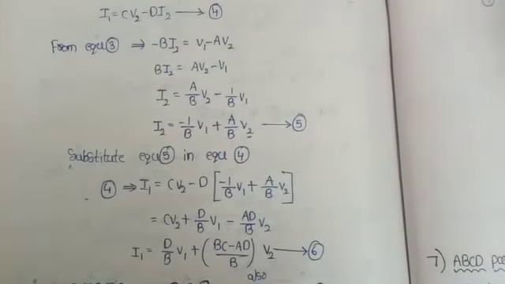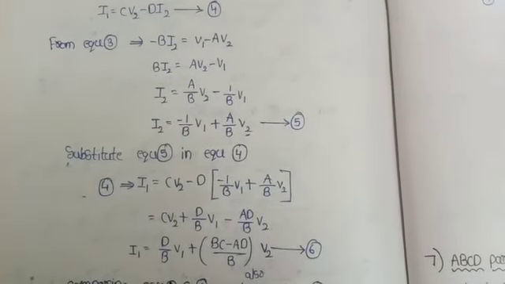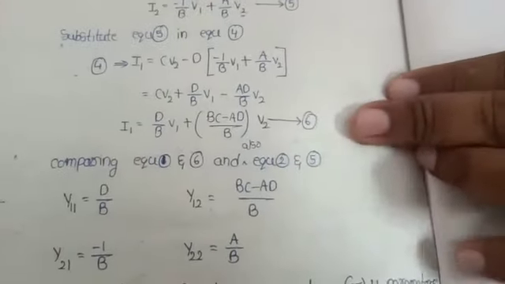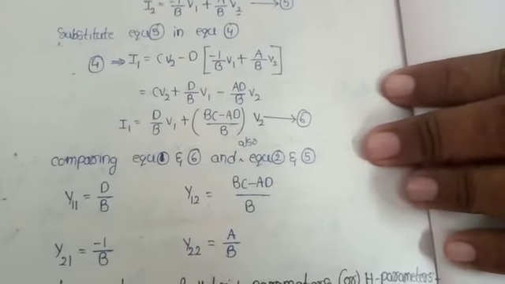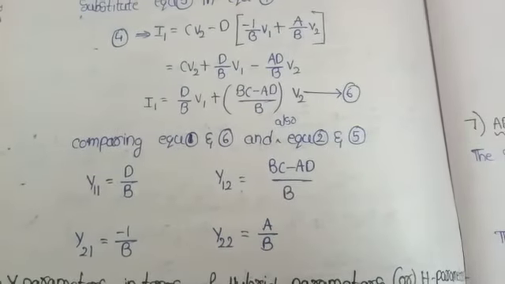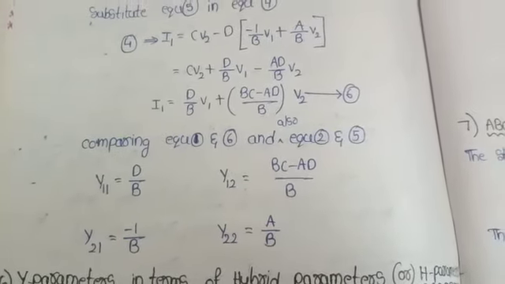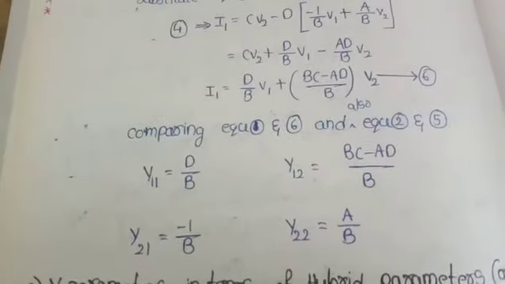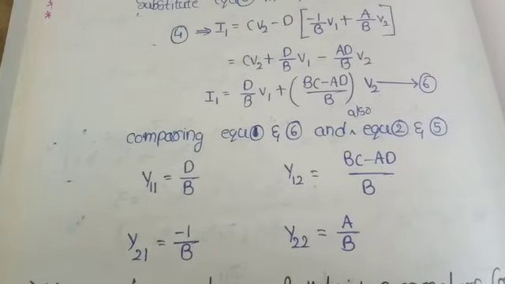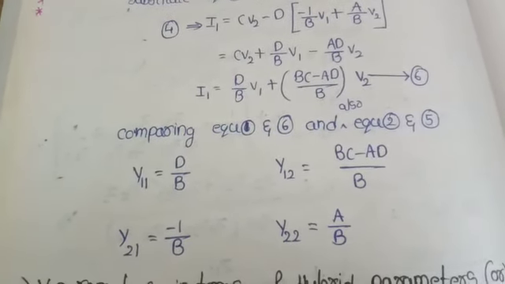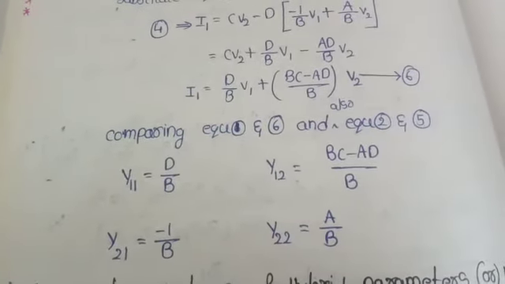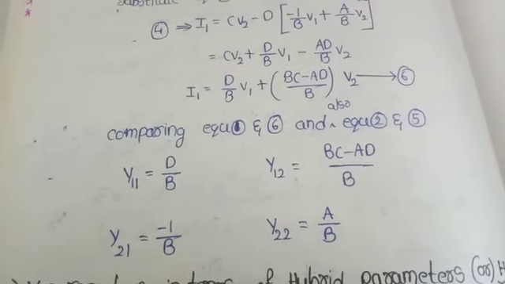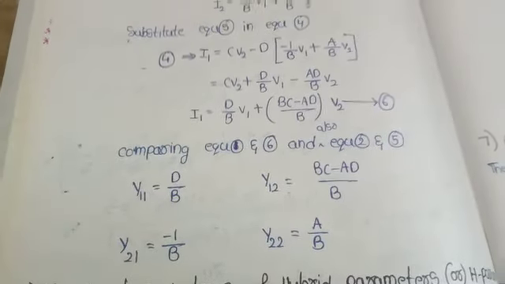Substitute this one into equation 4, and we are getting the I1 value. I1 is equal to D by B v1 plus BC minus AD by B v2. So compare equation 1 and 6 and also 2 and 5. Y11 equal to D by B, y12 equal to BC minus AD by B, y21 equal to minus 1 by B, y22 equal to A by B. Like that, you have to determine the y parameters in terms of ABCD parameters.